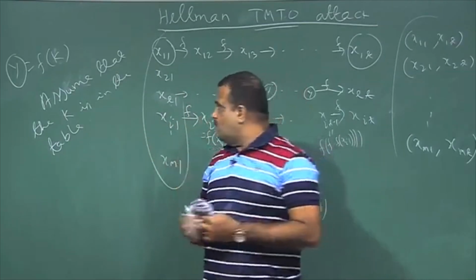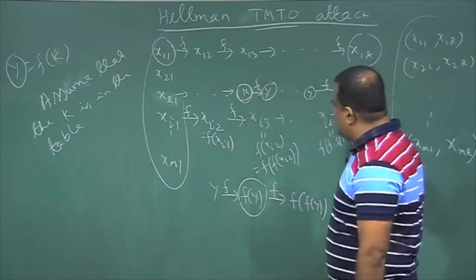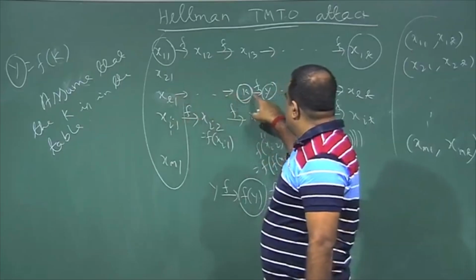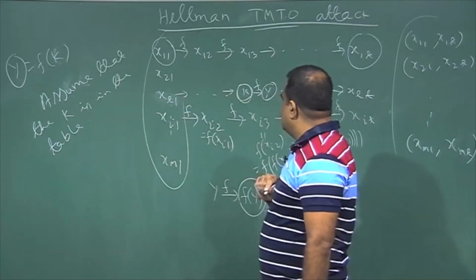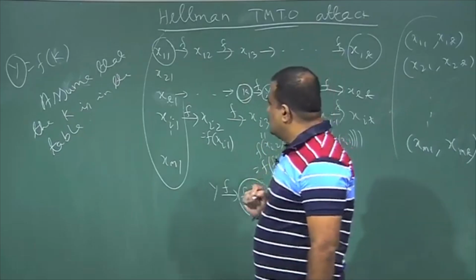So, if we reach the y, then the previous value is the k, because we have a match over here, then we come to the corresponding start point, then we apply f until we see the y. Once we see the y, then the previous value will be the key. Okay. So, this is the attack.